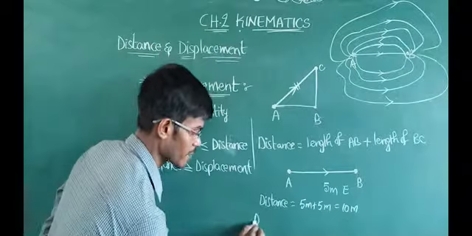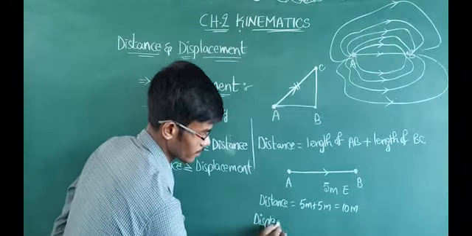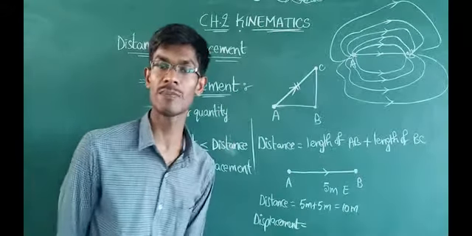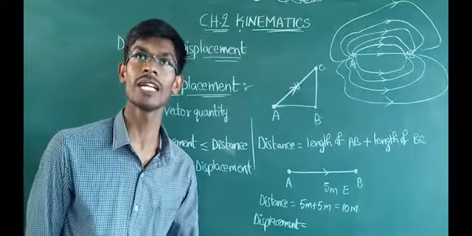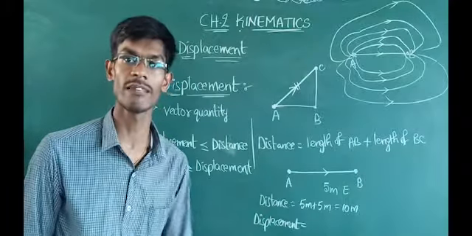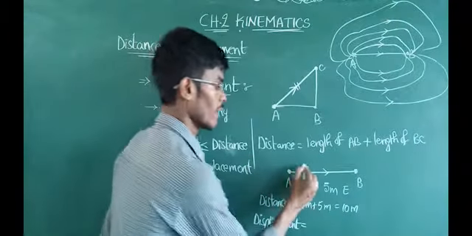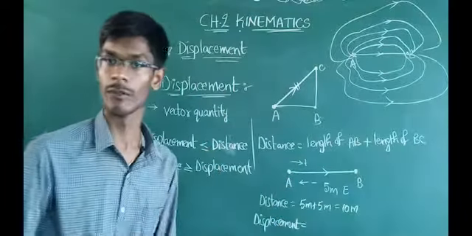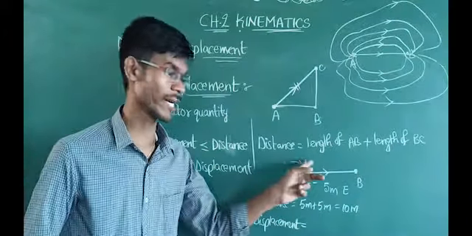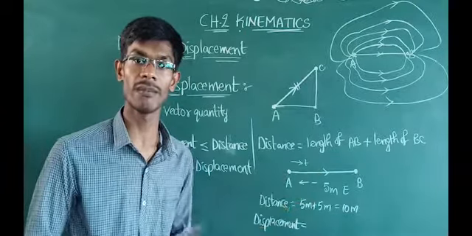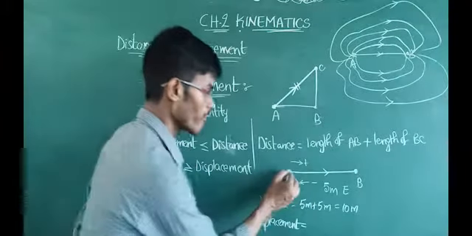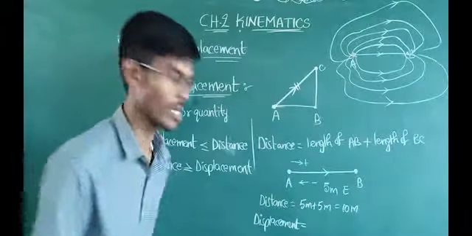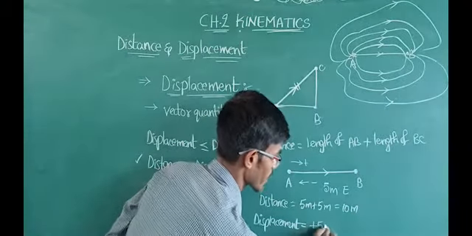And displacement, as we have told, is a vector quantity. Vector quantity means it will have direction. If you consider the forward direction is positive, then the reverse direction will become negative. So 5 meters we have covered from A to B. If we consider forward direction is positive, that is plus 5 meters.